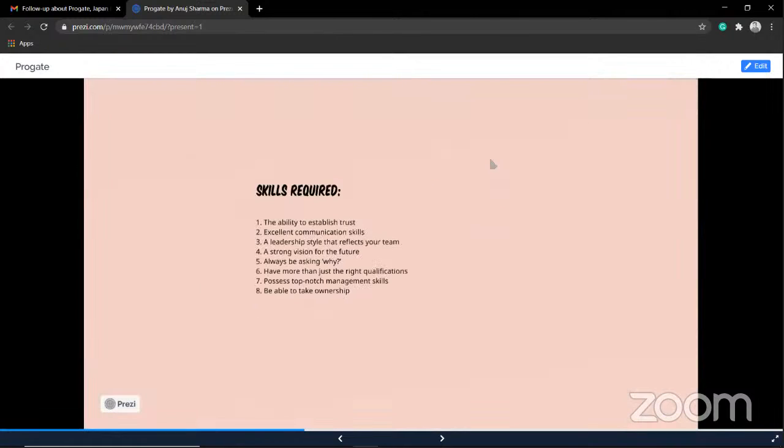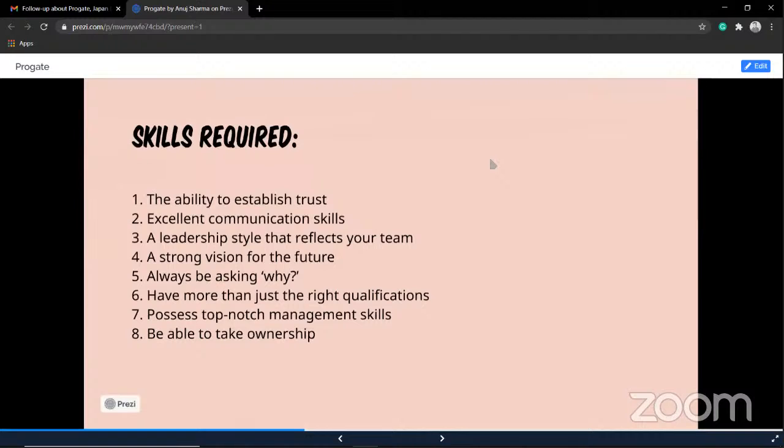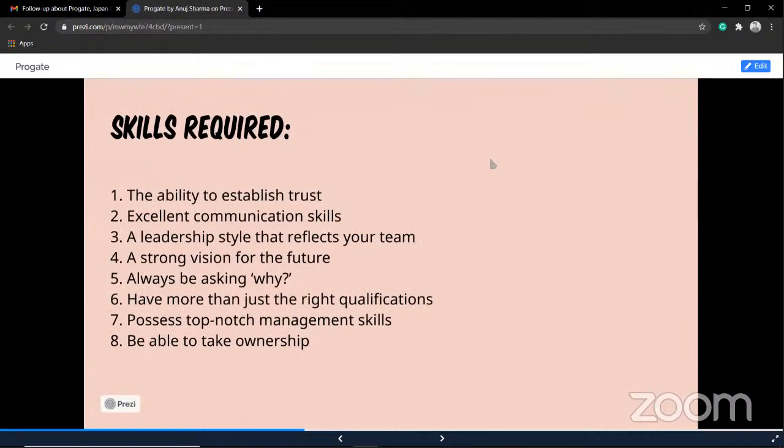So which are the skills required? It doesn't matter whether you are a tech guy or a management guy. These are the basic 8 skills which you need to have. The ability to establish trust. If there's no trust between you and your client and your boss, you can't do anything. You need to be excellent at communication. Wherever you go, if there is a communication gap, your skills will have a lot of trouble presenting themselves.